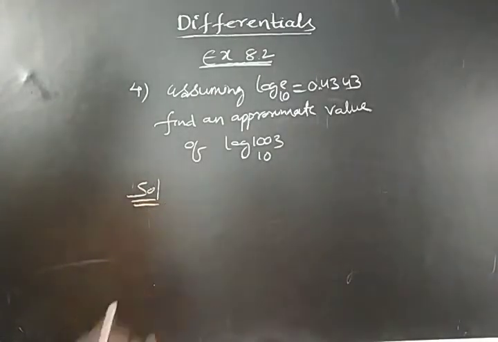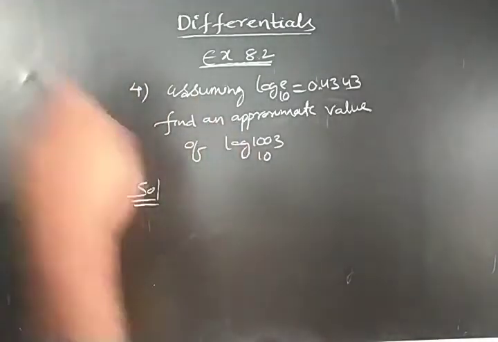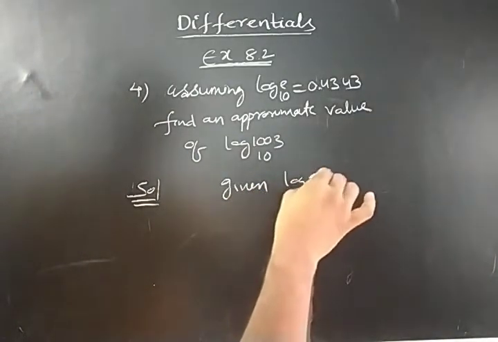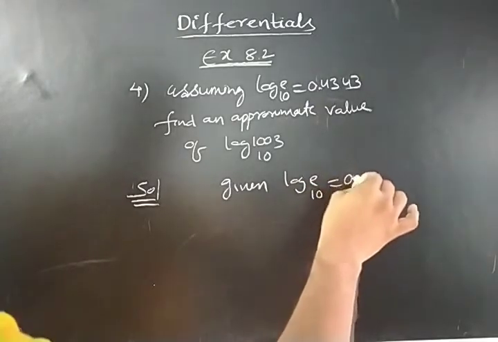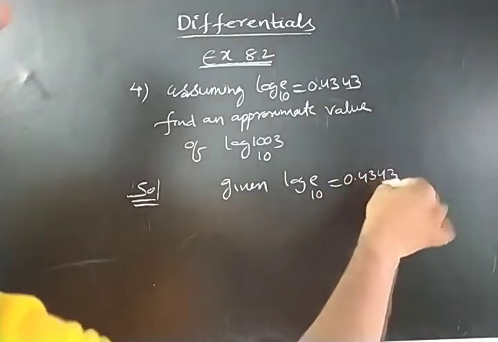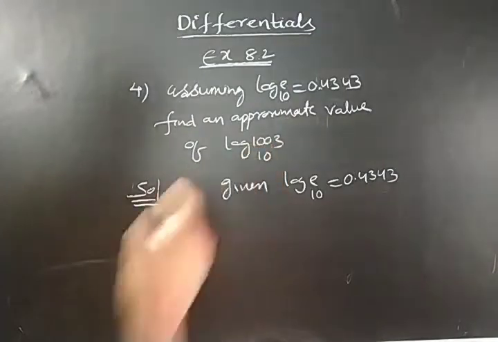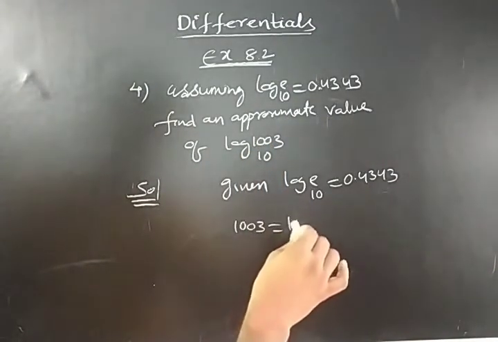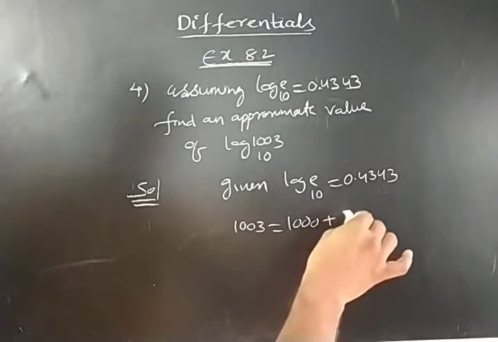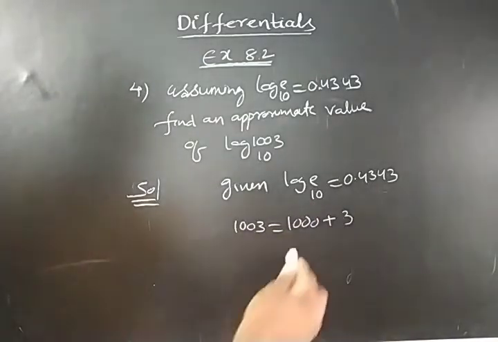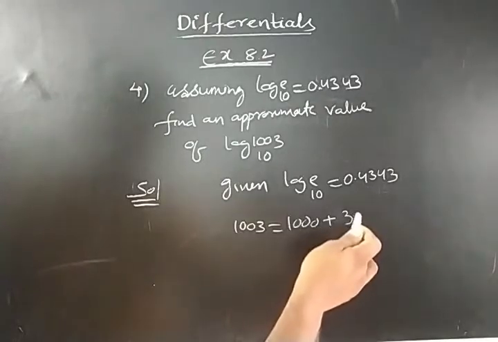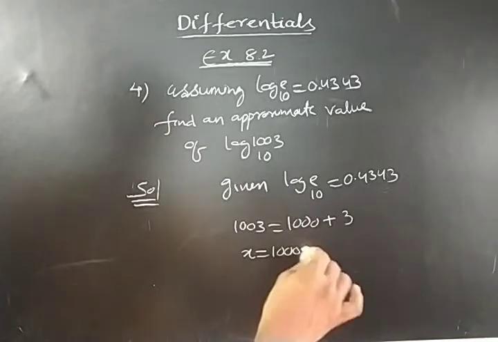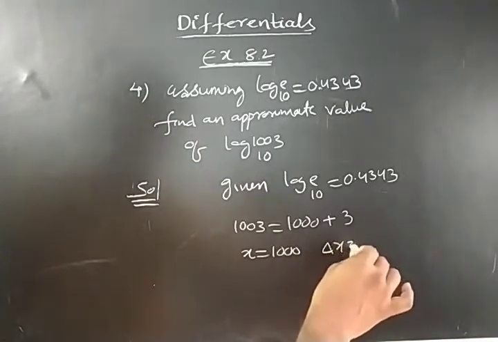Solution. Okay, so first write down the given value. What is given? Given is log e base 10 value is 0.4343. So we are going to find log 1003. 1003 we can split as 1000 plus 3. So here this is x and this is the change in x, delta x. So x is equal to 1000, delta x equal to 3.